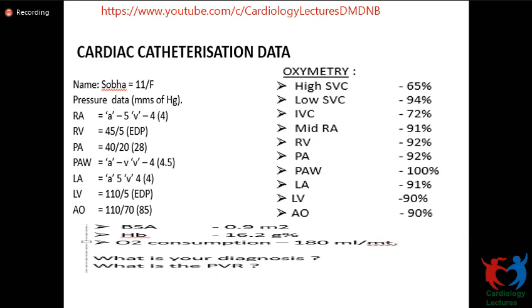Mid RA is 91%. So from low SVC to mid RA, there's a step down of 3. RV is 92%, PA is 92% again. So no significant step down after that. Wedge saturation is 100% and LA is 91%, so no step down here. And LV is 90%, aorta 90%. So no further step down again.